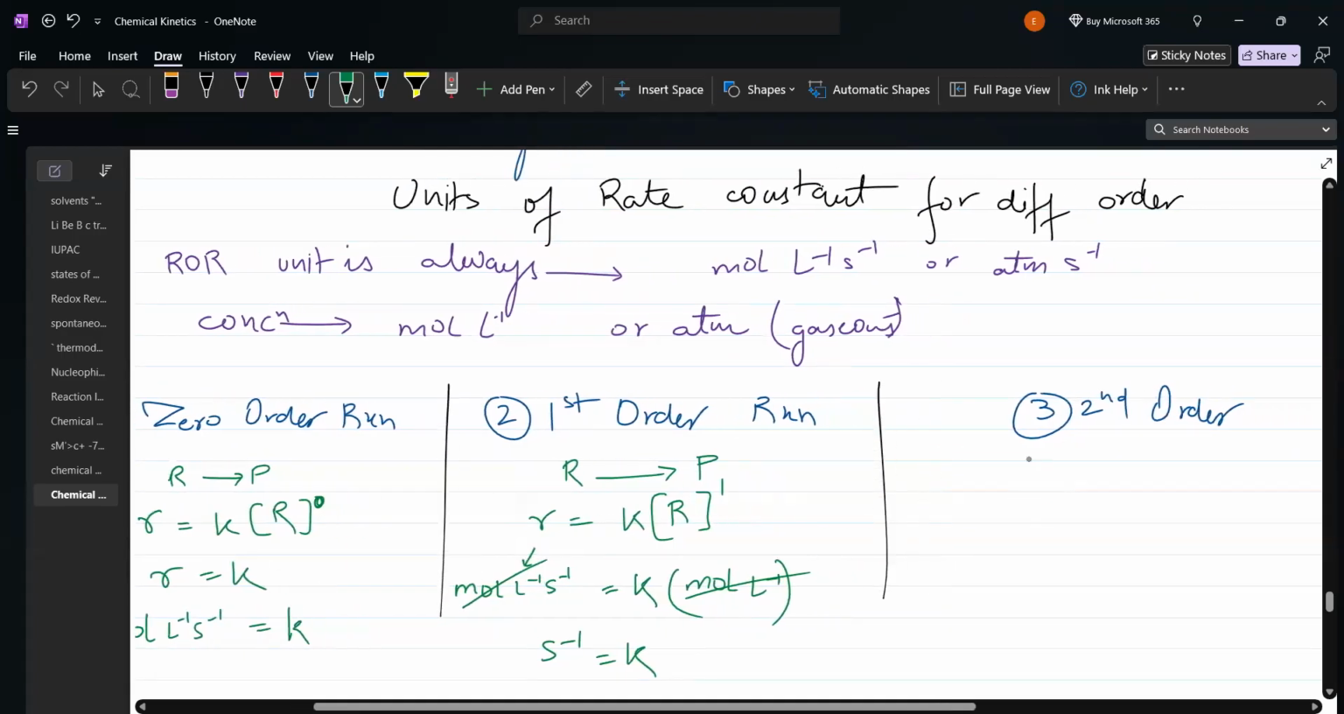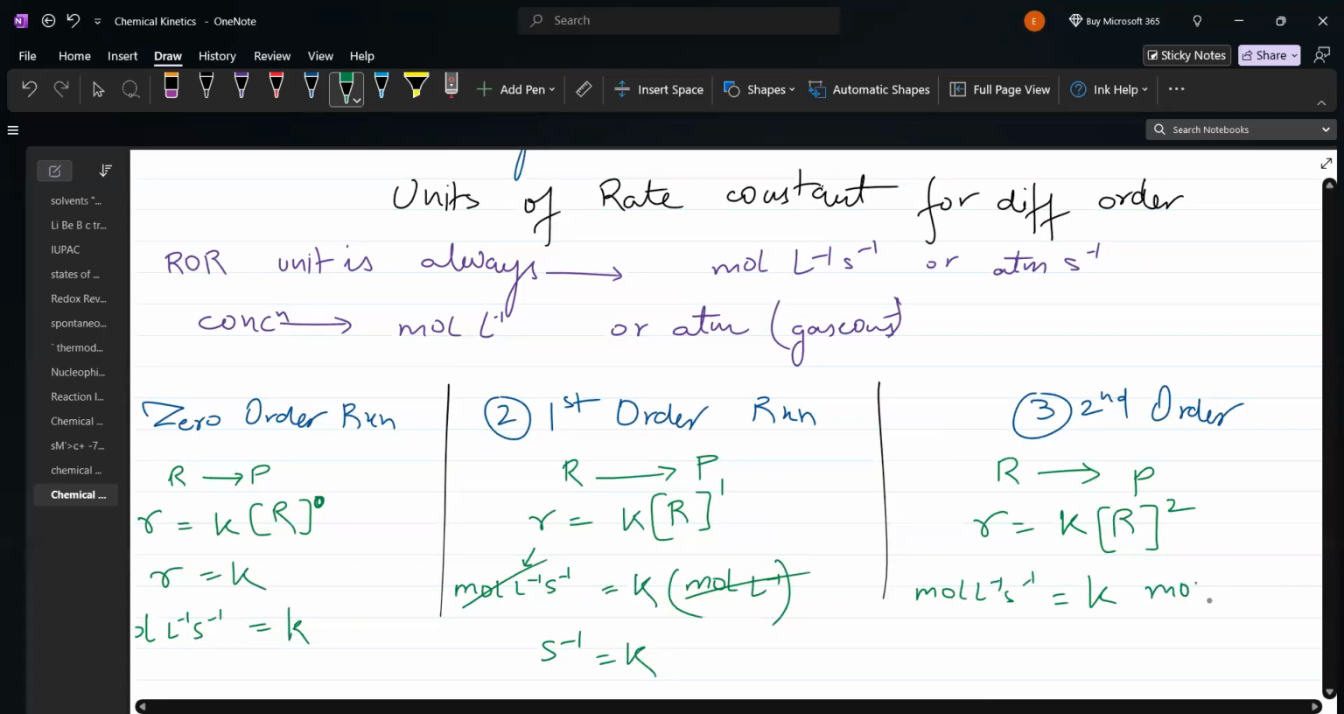For the second order reaction, R is converting into P, and experimentally it has been found that the order of reaction is 2. So we will write here 2. Then we will try to solve this. Mole per liter per second is equal to K. What is the concentration unit? It is mole per liter, and we have a square of it. Now this will cancel out.